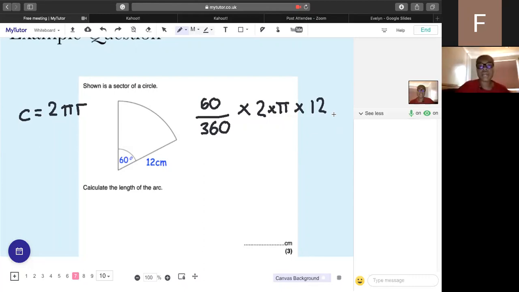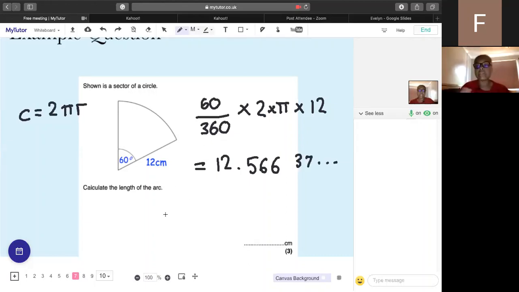And then once you calculate it, so 60 divided by 360, multiplied by 2, multiplied by pi, and multiplied by 12. The best way to do this is just to put it all into the calculator, then you'll get an accurate answer. And you should get something like this, 12.56637, and then it goes on a little bit.